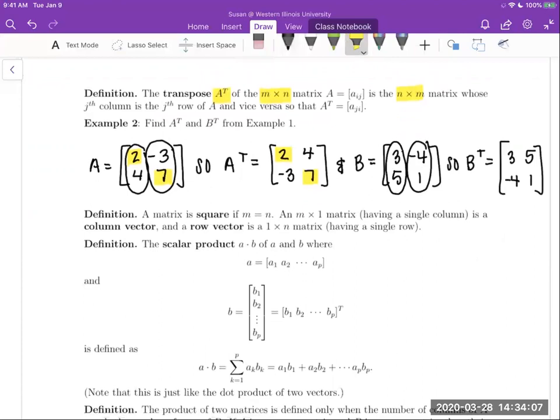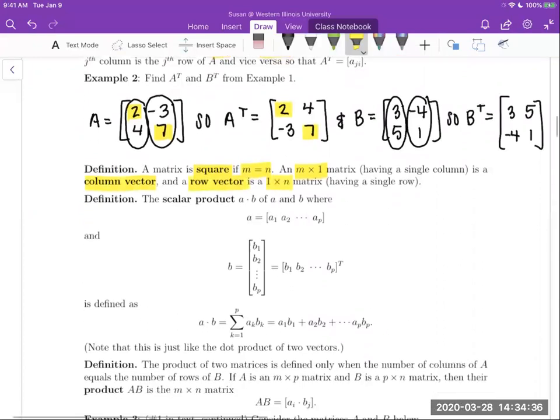We have a few more definitions here. A matrix is square if the number of rows is the same as the number of columns. Makes sense? If we have an M by 1 matrix, that means we have M rows and 1 column. We call that a column vector. And then similarly, if we have a 1 by N matrix, that means 1 row and N columns, we call that a row vector. So a single row.